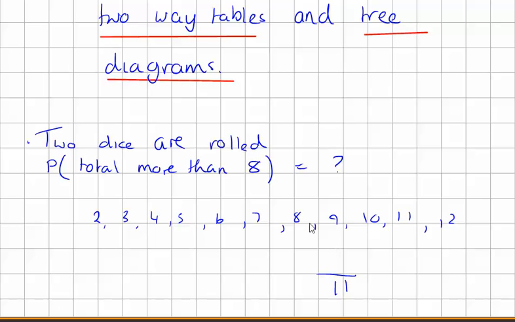Okay, and how many of those are more than 8? 4 out of 11. So quite a lot of people would say the probability of getting a total more than 8 is 4 out of 11. However, that's wrong. Anyone know why it's wrong?